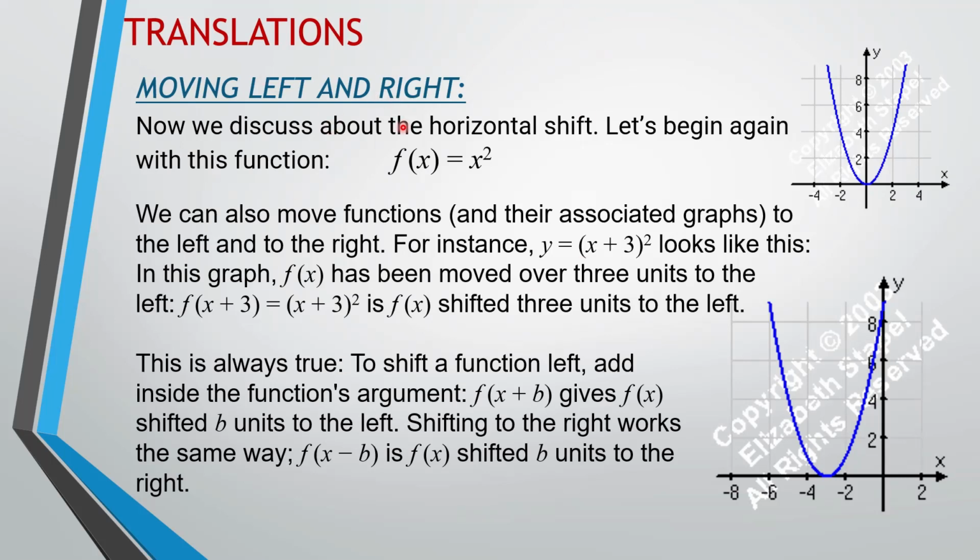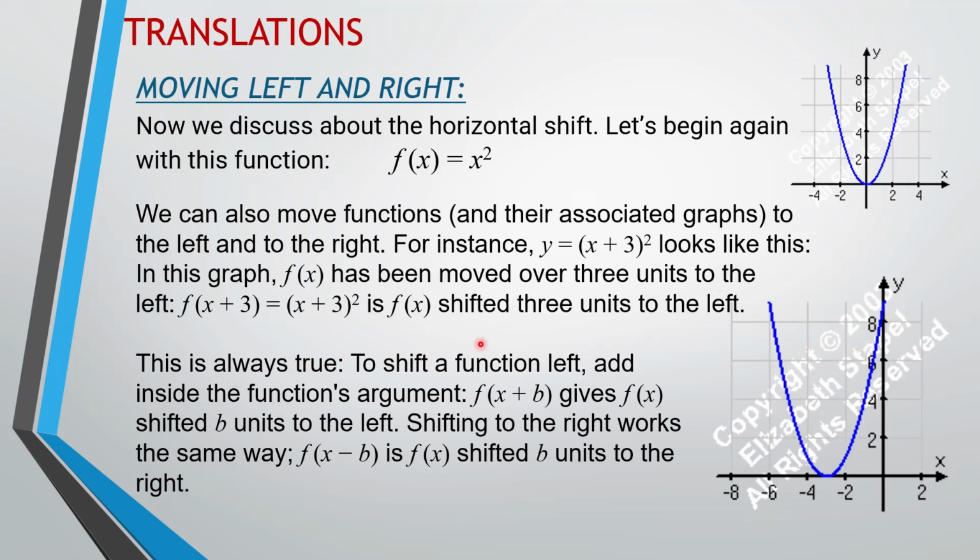Moving left and right. Now we discuss the horizontal shift. Let's begin again with the function y = f(x) = x². We can also move functions and their associated graphs to the left and to the right. For instance, y = (x + 3)² looks like this, where we add in the x value, not outside the whole function. In this graph, the function has been shifted 3 units to the left. This is the illustration of what happened.